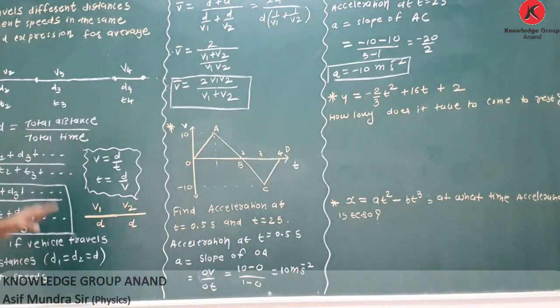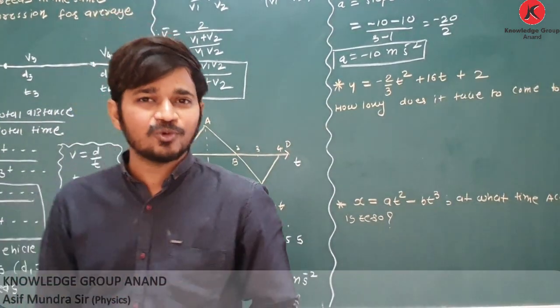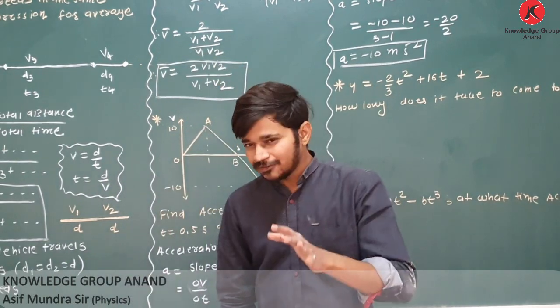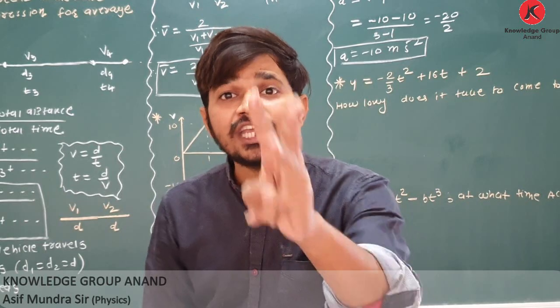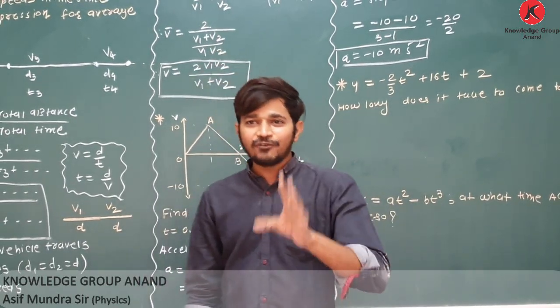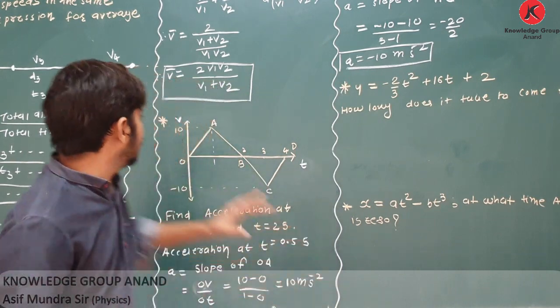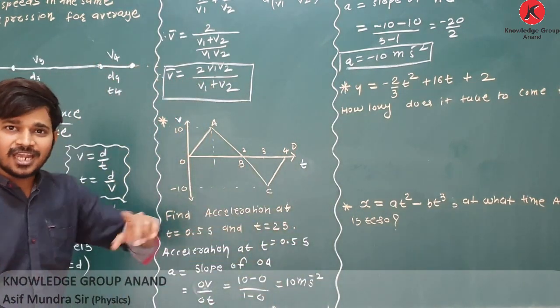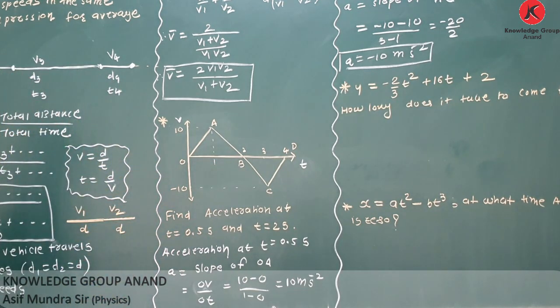Yes, you have to derive one more special case. Yes, it is tough, but you have to do it as your homework. If you are given three equal distances, then what is the equation of average speed? Okay, you have to find it. Clear?